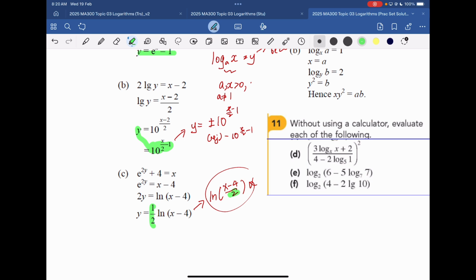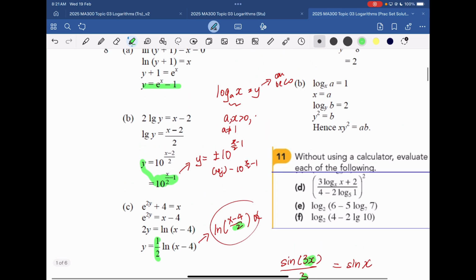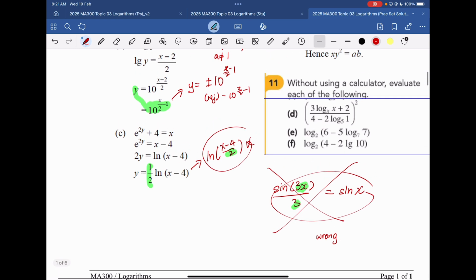Cannot. So you see, can I say this? Sine 3x, if I divide by 3, can I say it equals sine x? No, because this is not algebra. This is not a term. Similarly, this is also wrong.